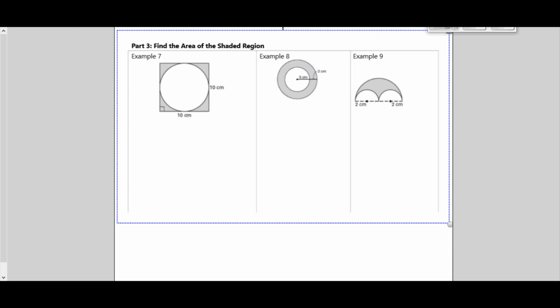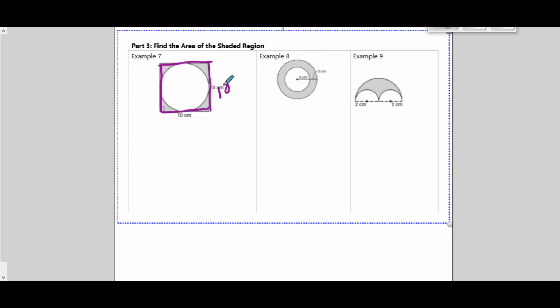This next part, find the area of the shaded region. So this is still going to be very similar, it's kind of similar to the one we just did. You still have two shapes, okay? The only difference is now there's a circle inside a shape. So notice in example 7, I have a shape on the outside, it's a square, because it's 10 by 10.